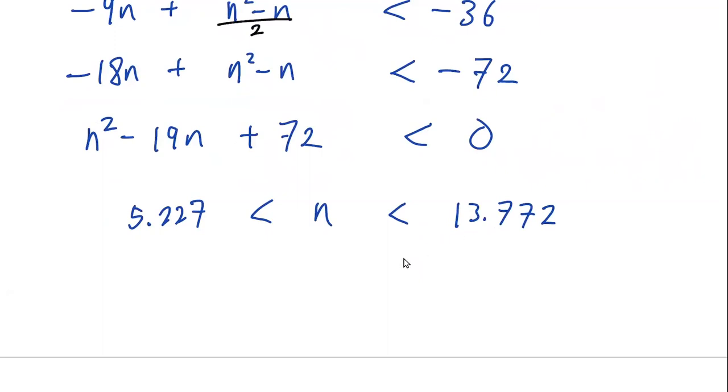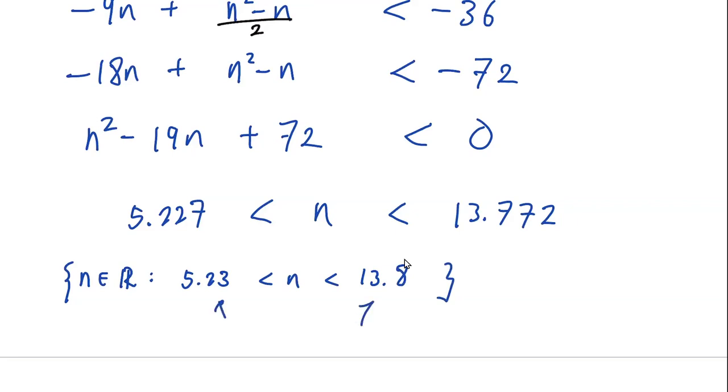Of course, if you want to express it in set notation, it will be the set of all n, an element of all real numbers, such that 5.227 less than n less than 13.772. Maybe we should round off to 3SF here, so it's 5.23 and 13.8. 3SF.